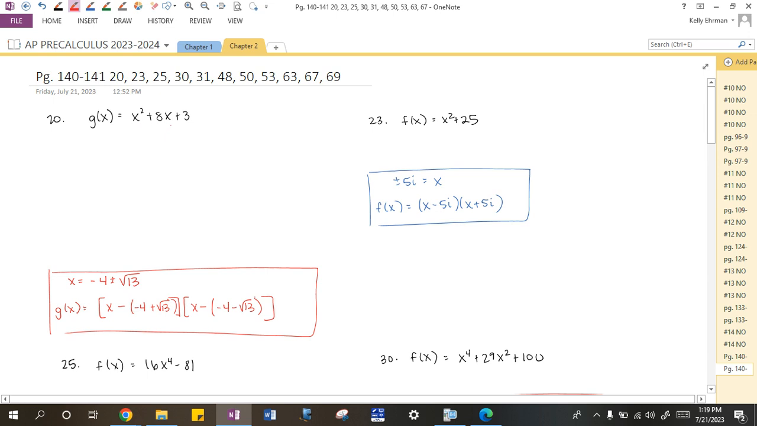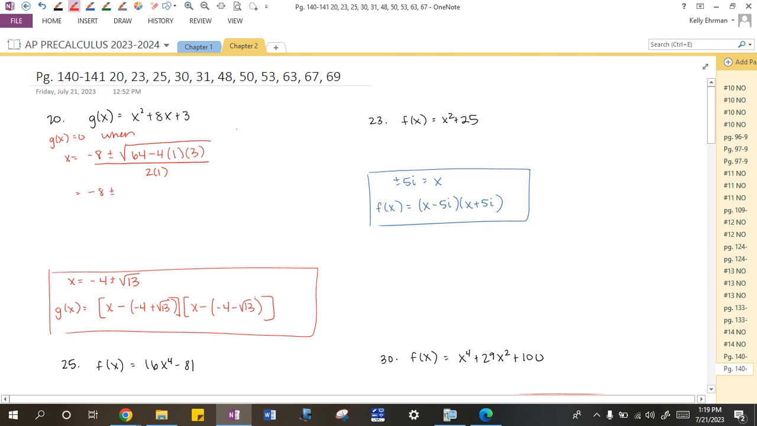So g is quadratic. I can't factor it. So I'm going to start off by doing the quadratic formula. So g of x equals 0 when x equals -8 plus or minus the square root of 64 minus 4 times 1 times 3, all of that over 2 times 1.